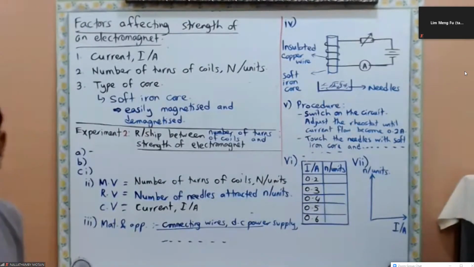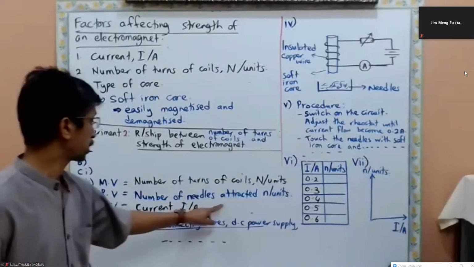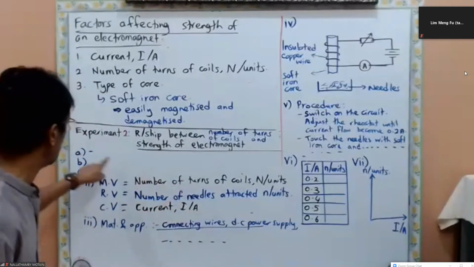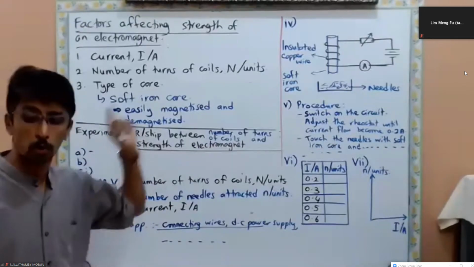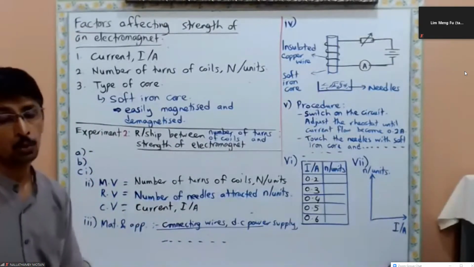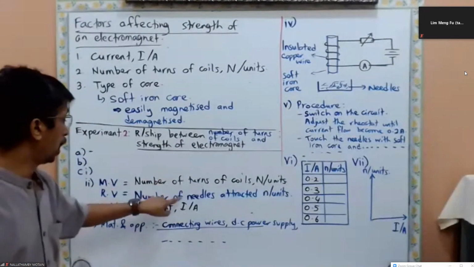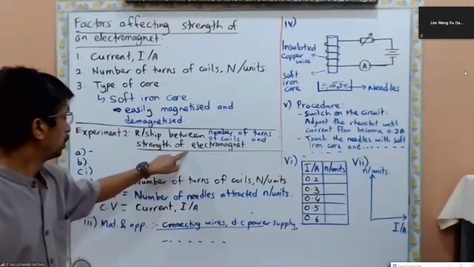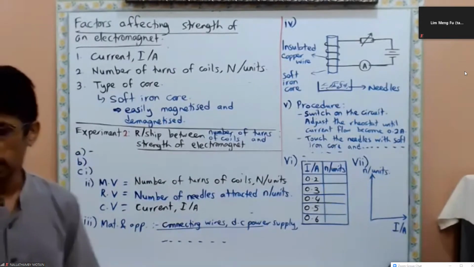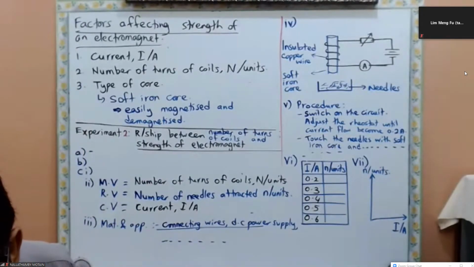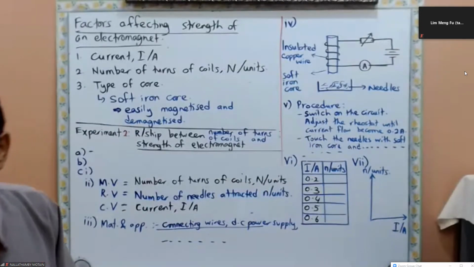The number of needles attracted depends on the number of turns of coil. For the inference, the strength of the electromagnet depends on the number of turns of coils.